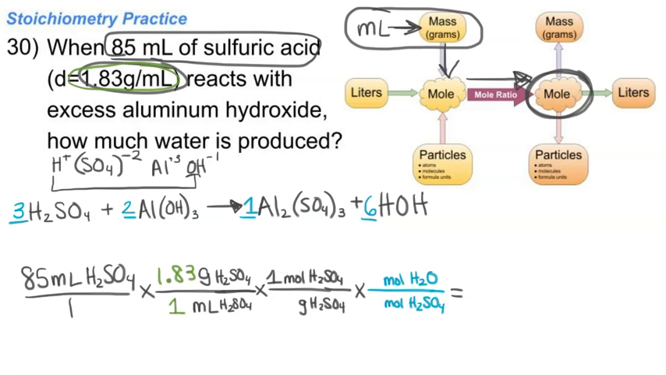So let's see. Hydrogen has a mass of about 1, so 1 times 2 plus the mass of sulfur. And so if we look at a periodic table, that's about 32.07. And then the mass of oxygen times 4, so 4 times 16. And when I add all that up, I get about 98.07.